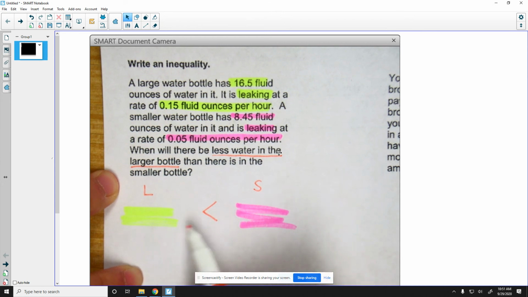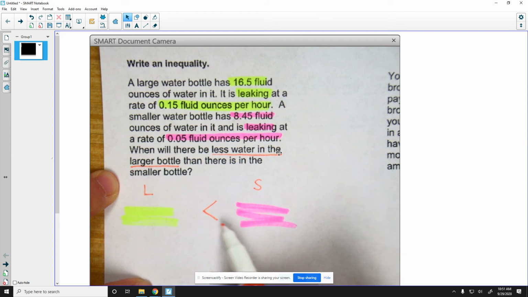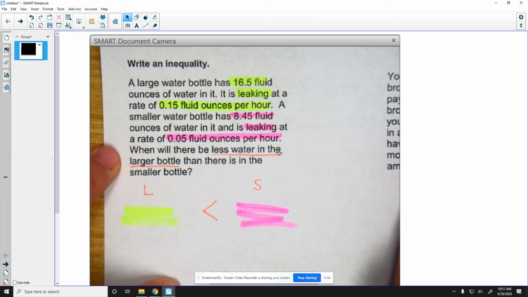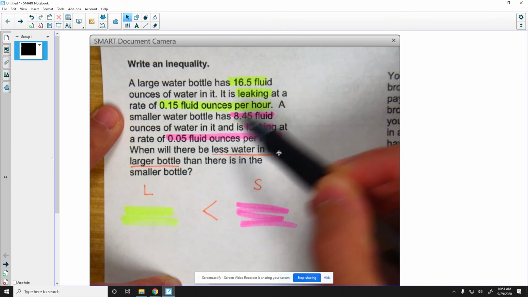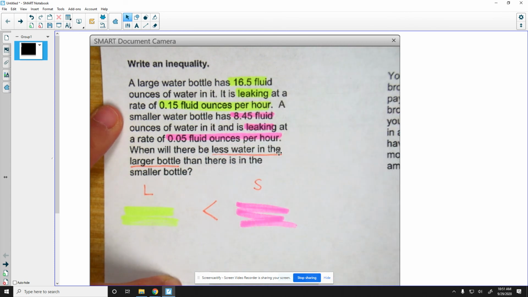If there's less in the larger, that means there's more in the smaller. I know that doesn't really make sense. But there's more in the smaller, and the alligator always wants to eat the one that has more, so you write it like this. Okay. Let's see if we can remember how to set this stuff up. 16.5, leaking, think about what leaking means, 0.15 per hour.